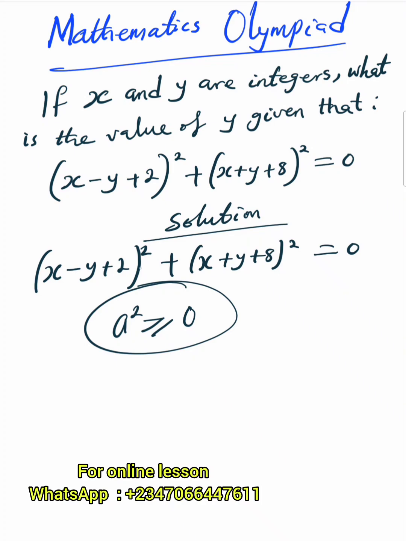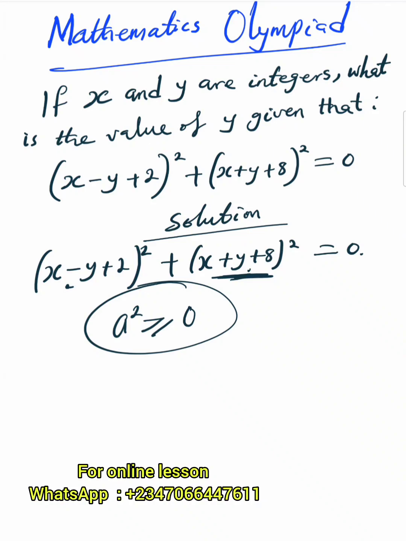So if two squared numbers added together give us 0, what does this simply mean? The only way this sum can be exactly 0 is if both terms are exactly equal to 0. In this question, look at it very well. For the right-hand side to be 0, the first term must be 0 and the second term must also be 0. So 0² plus 0² will give us 0.